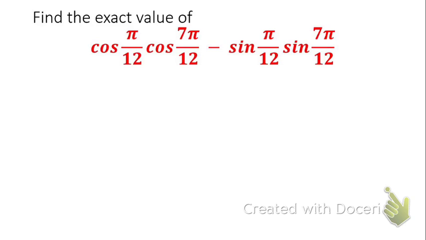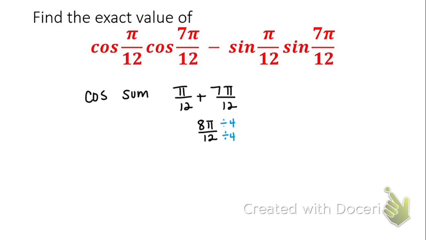Okay, so which identity is this? Is this sum or difference? Cosine, cosine minus sine, sine. Sum again. So you're going to add pi over 12, and we made it simple. You have a common denominator. So that's going to give you 8 pi over 12, which can be reduced down to what? What is that reduced down to? 2 pi over 3, yep.